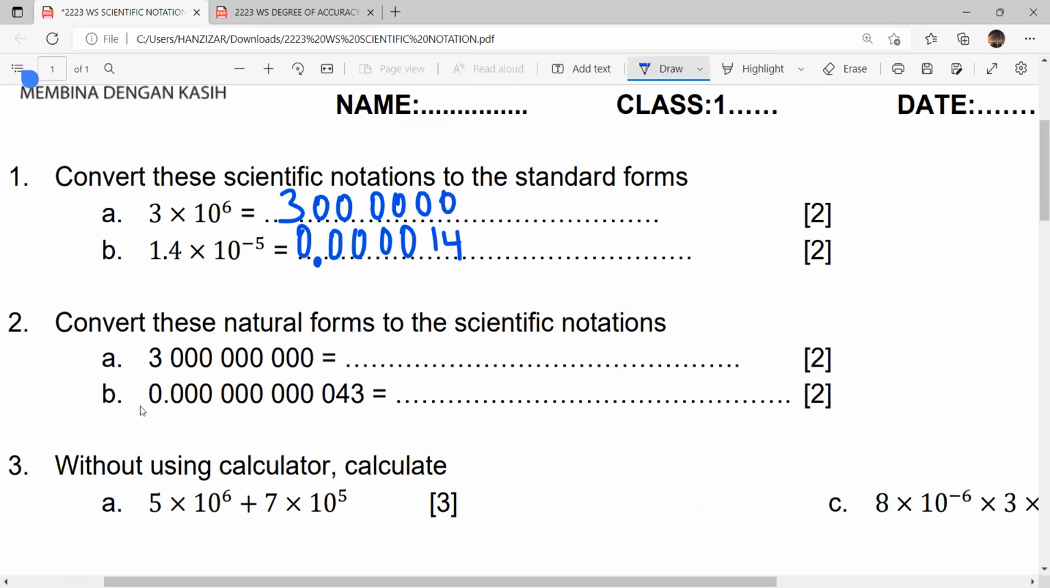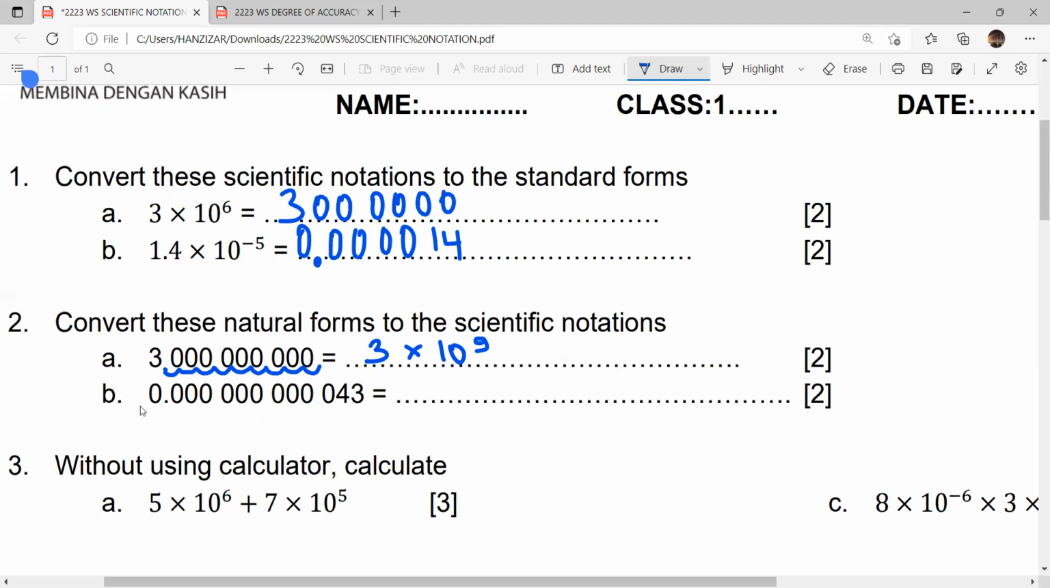Now convert these natural forms to scientific notation. So how do you do this? Actually, it's the inverse, or the opposite rules, from number one. So 3, right, times 10 to the power of something. You start from here, right? Because 3 is 3.0. 1, 2, 3, 4, 5, 6, 7, 8, 9. That's all. Times 10 power 9.